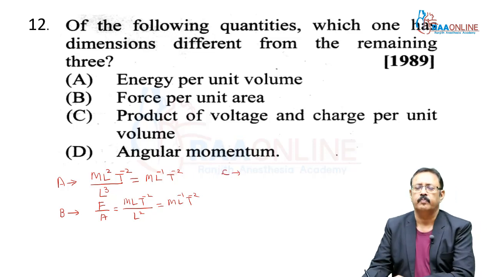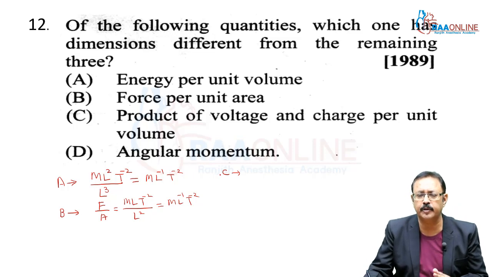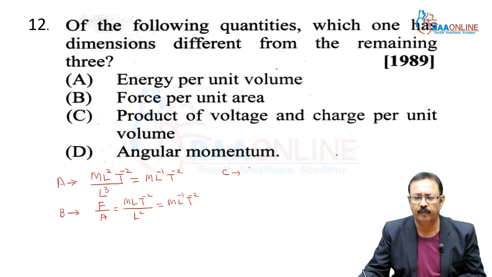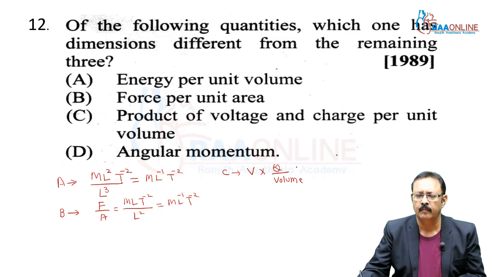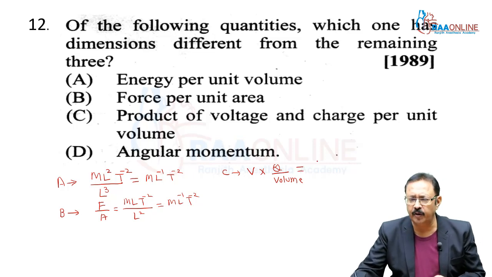C, product of voltage and charge per unit volume. Voltage, charge per unit volume. Voltage means W upon Q.